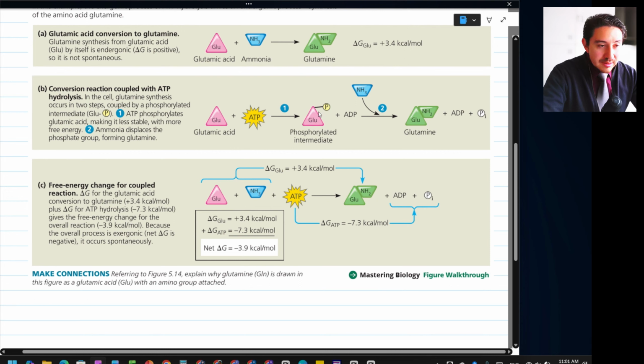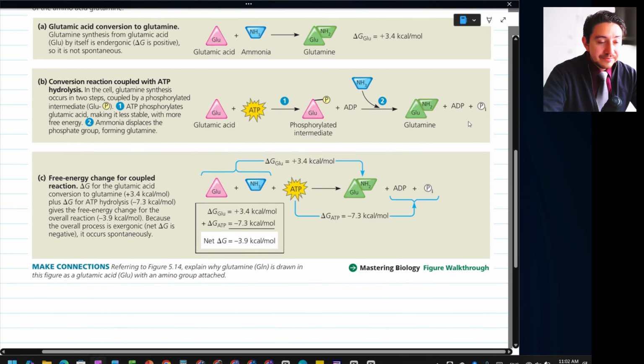Because of the bonding of this phosphate, glutamic acid is more unstable. So you have a phosphorylated intermediate, so it has more free energy. And then ammonia can bind to this glutamic acid a lot easier. Ammonia comes in and displaces the phosphate group, and it'll form glutamine. And you have ADP plus inorganic phosphate.